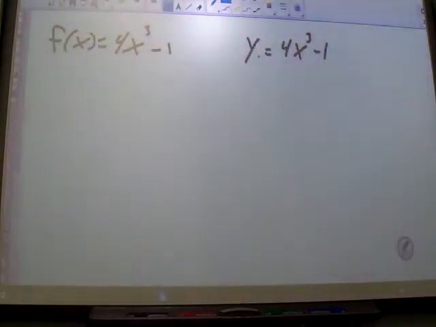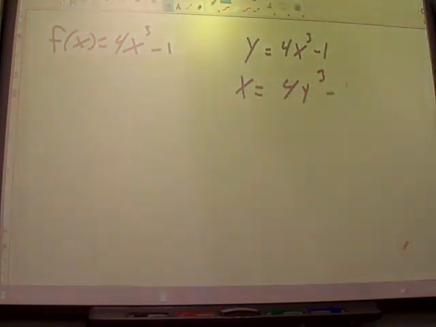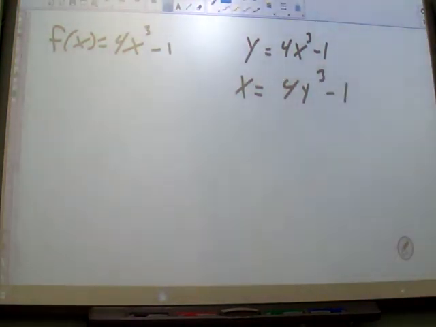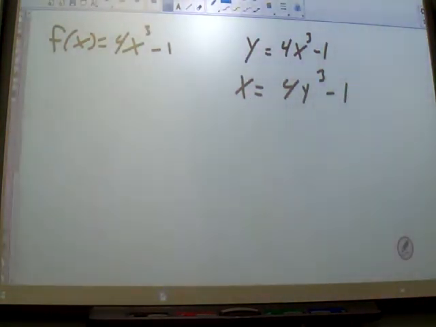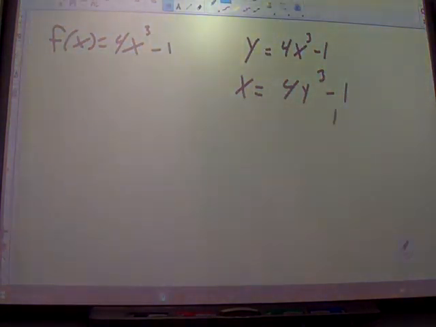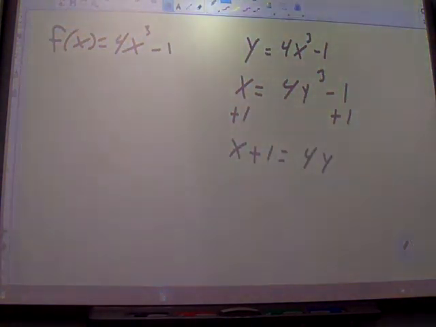So now we switch the variables, and all that switches is the y and the x. The 4 and the cubed will stay over there. So we'll write x equals 4y cubed minus 1. So add the 1. Okay, now we're ready to start solving for y. And when we do that, remember your order of operations when you're solving goes in opposite order. So we get rid of that minus 1 first, like Mr. Witherspoon said. That x plus 1 is equal to 4y cubed.